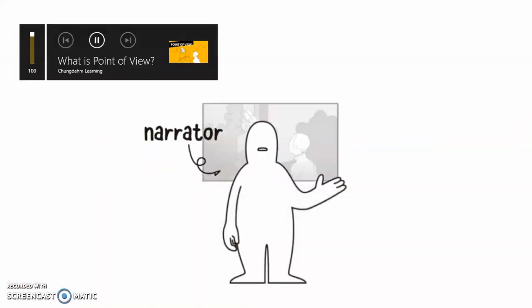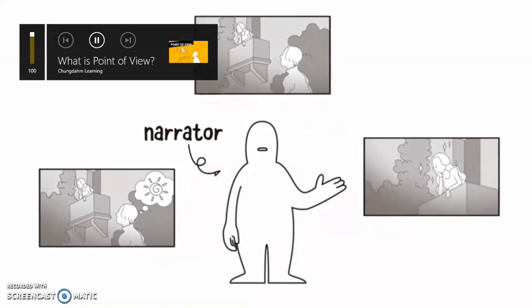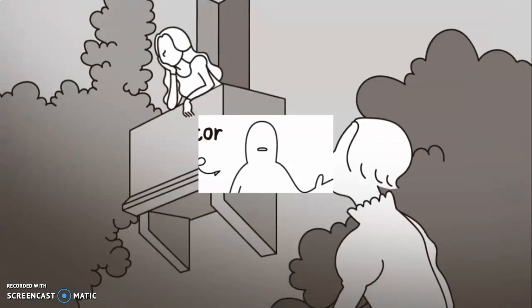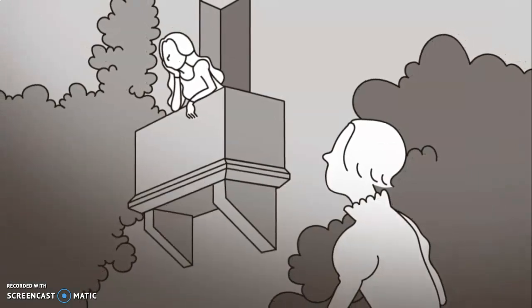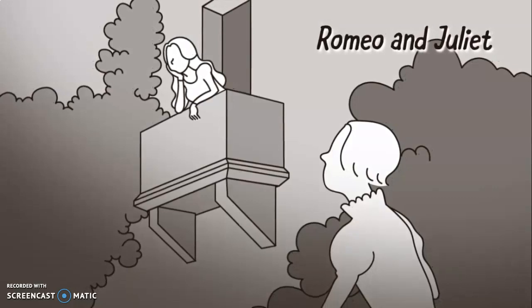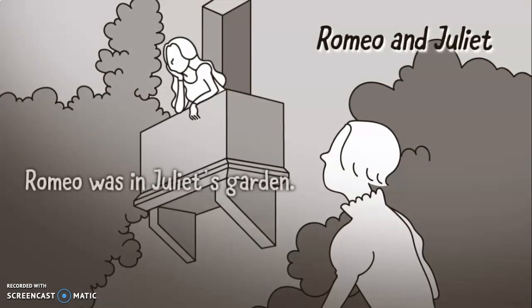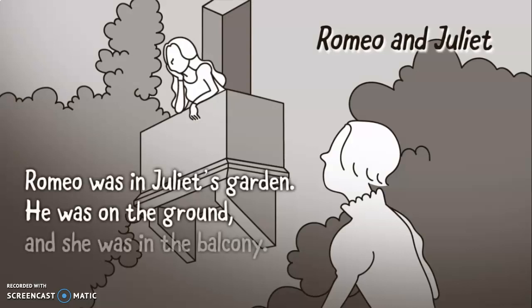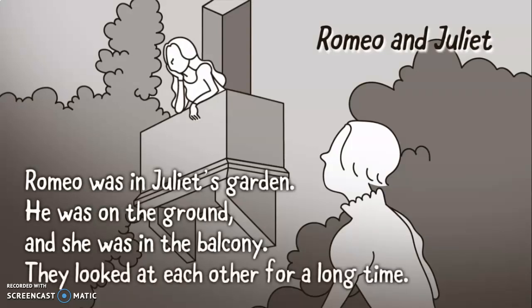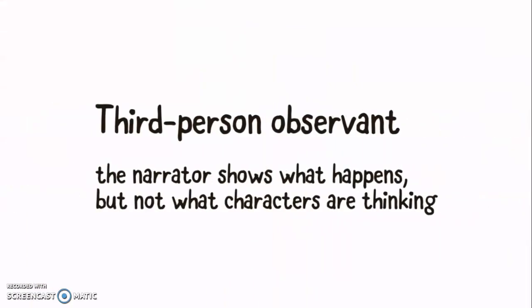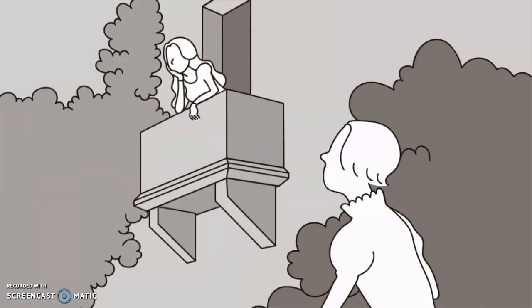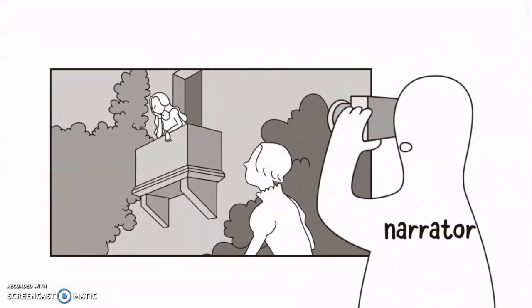Authors can narrate a story from different points of view. To learn what this means, let's consider different versions of the balcony scene from Romeo and Juliet. Romeo was in Juliet's garden. He was on the ground, and she was in the balcony. They looked at each other for a long time. This point of view is third-person observant. The narrator tells us what happens, but he does not tell us what Romeo and Juliet think and feel. He is only an observer, like a camera.